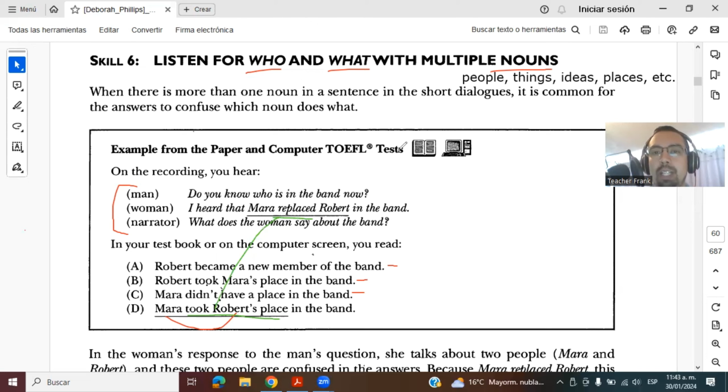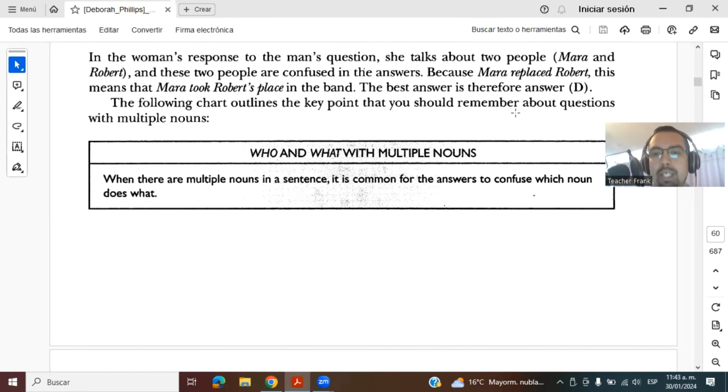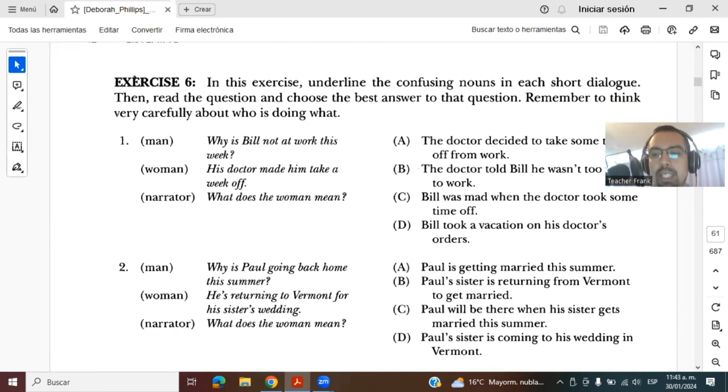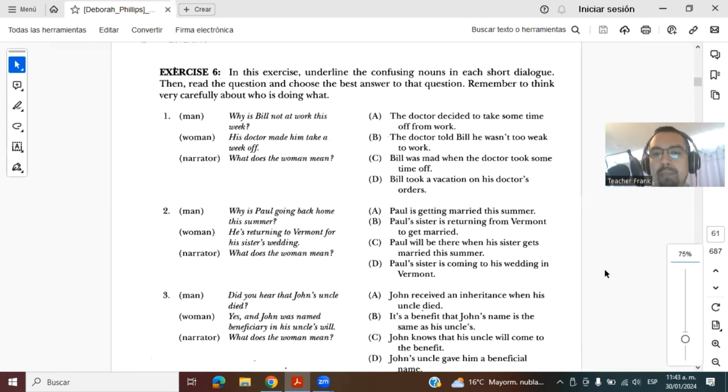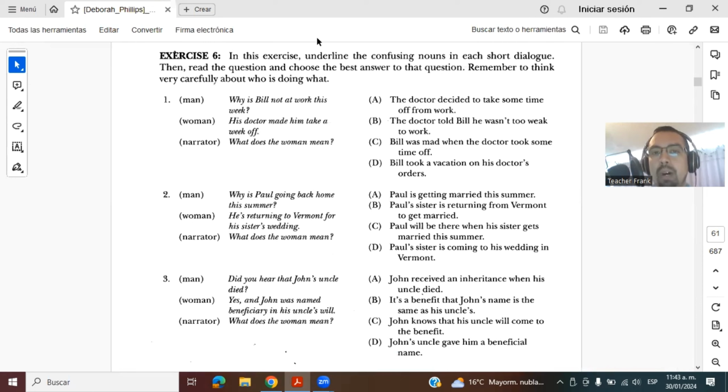Okay, so let's check out the graph down here, which basically explains this. Yeah, and here we have the best answer is D. So when there are multiple nouns in a sentence, it is common for the answer to confuse which noun does what, right? And they do this on purpose in the TOEFL, so you really got to be careful with who did what, right? Okay, now let's do exercise 6. We have here 3 conversations or 3 exercises that I want you to do. So if you want to, pause the video and we will check them in a moment, okay?